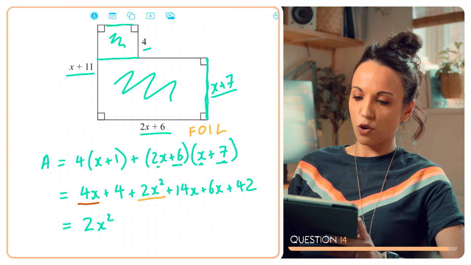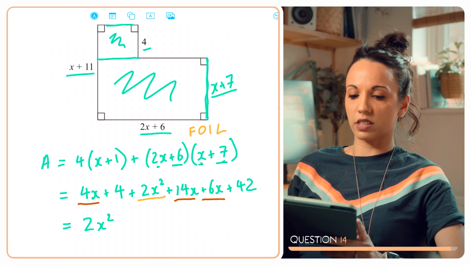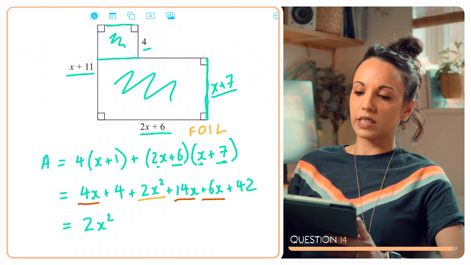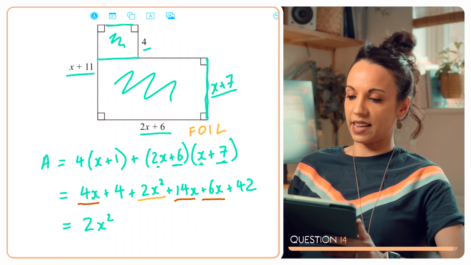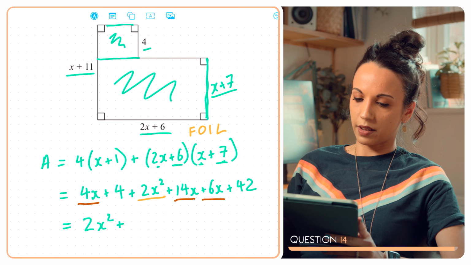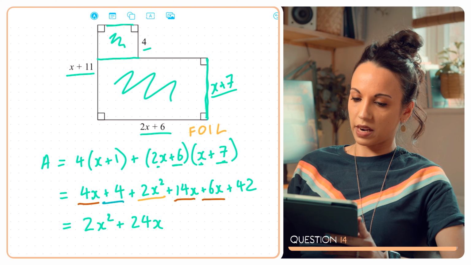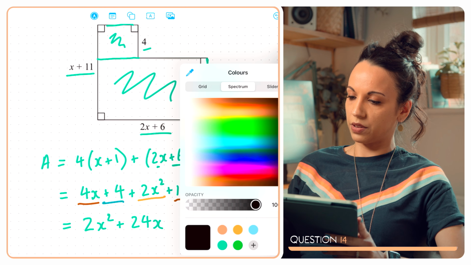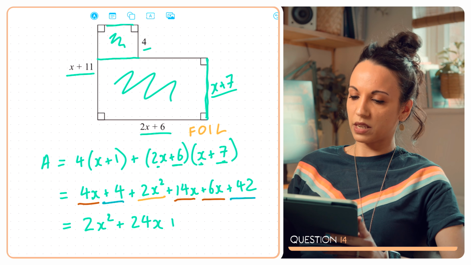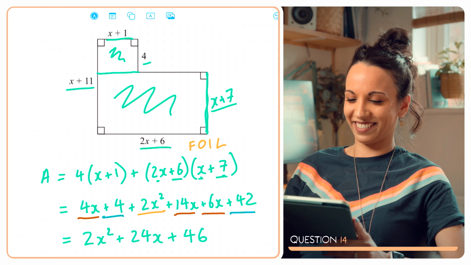Okay, let's collect up our x terms. So we have a 4x, a 14x, and a 6x, all positive. So let's add all those. So 14 plus 6 gives 20, plus that extra 4, we've got 24x. So plus 24x. And finally, let's collect up our normal numbers. We've got plus 4, plus 42. That makes plus 46. Is that what they were hoping it to be? 2x squared plus 24x plus 46.